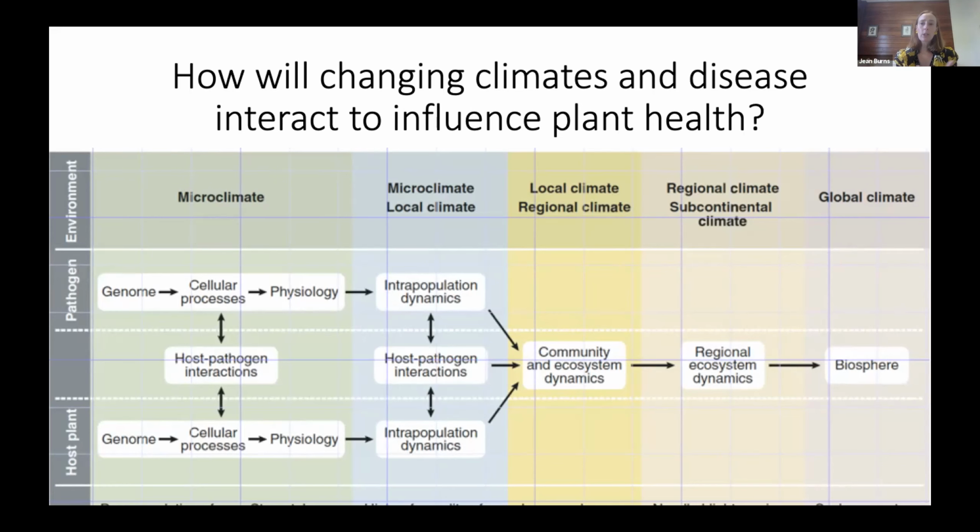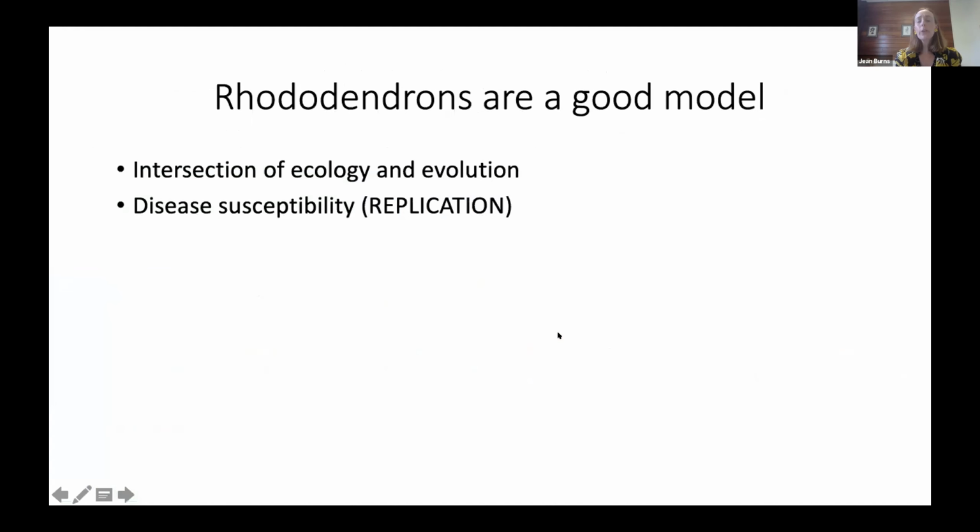So essentially, this problem of how shifting climates will affect diseases, and how that will interact or scale up to affect plant health, is an interdisciplinary and a multi-scale problem. And one of the things that I hope to convince you of today, and one of the things that I'm becoming increasingly convinced of, is that rhododendrons are a really excellent study system for addressing some of these pressing problems. And one of the things that I think is really valuable about them is that they have this interesting intersection of ecology and evolution.